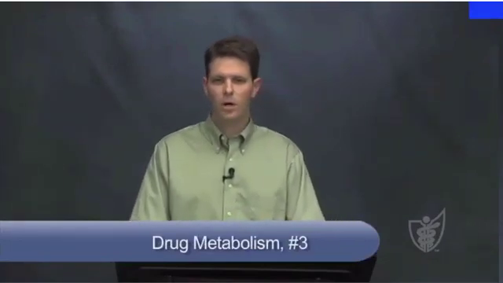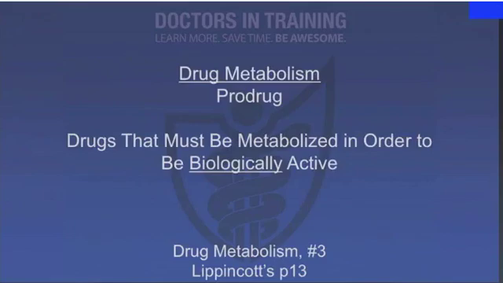Some drugs are what we call prodrugs, which means those drugs have to be metabolized into an active product in order to be biologically active. An example of this is heroin, or the chemical name is diacetylmorphine. And heroin is a prodrug that is converted into morphine. Diacetylmorphine by itself is not terribly strong, but then it's converted into morphine.